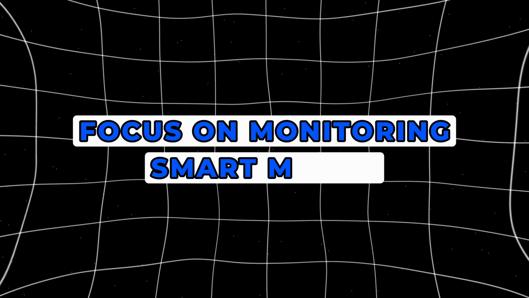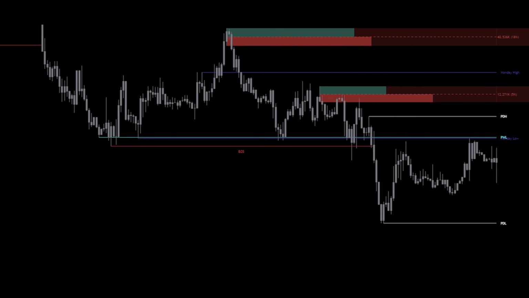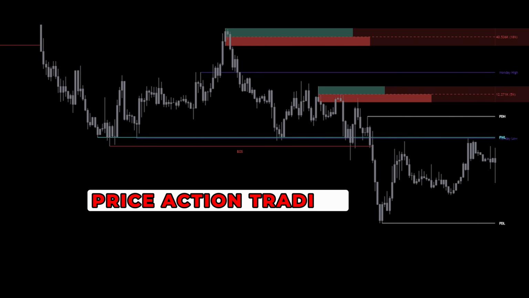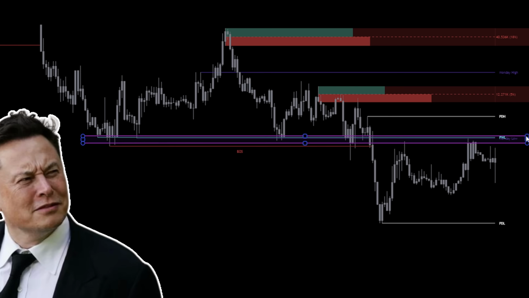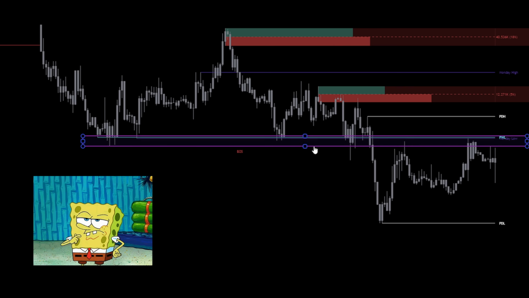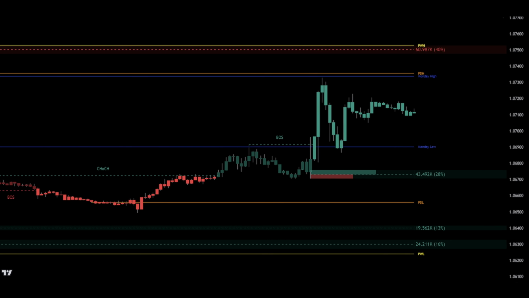This method focuses on monitoring smart money, the capital that has entered the market through institutional and large traders. This trading strategy includes various concepts. However, trading based on price action alone can be very challenging because it requires a deep understanding of market patterns and the ability to interpret them accurately. This is where a price action concepts indicator becomes crucial.